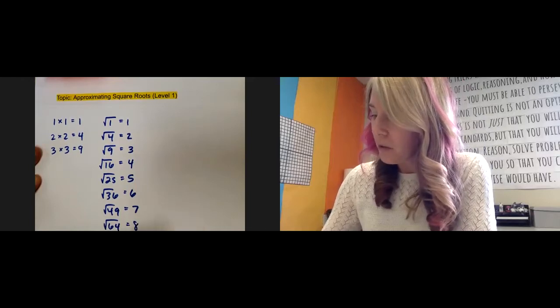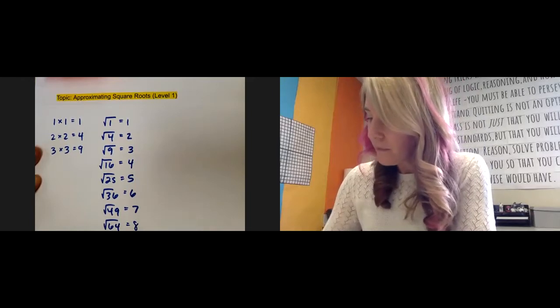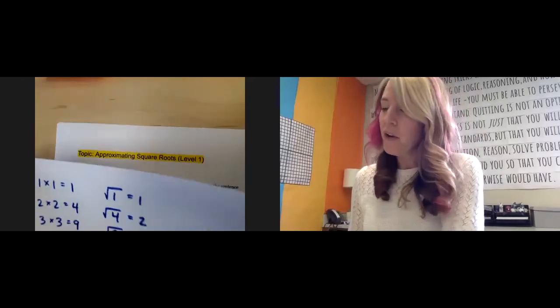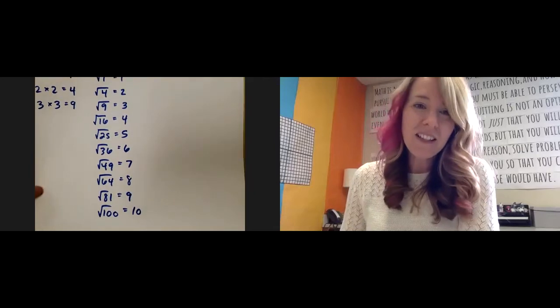And I'm going to go through and just do a couple of them, all the way up to the square root of 100, which we all should know is 10. So here's my list. This is going to be a quick reference.